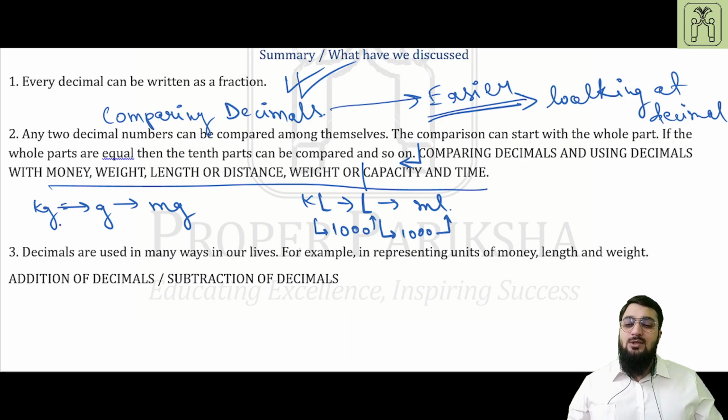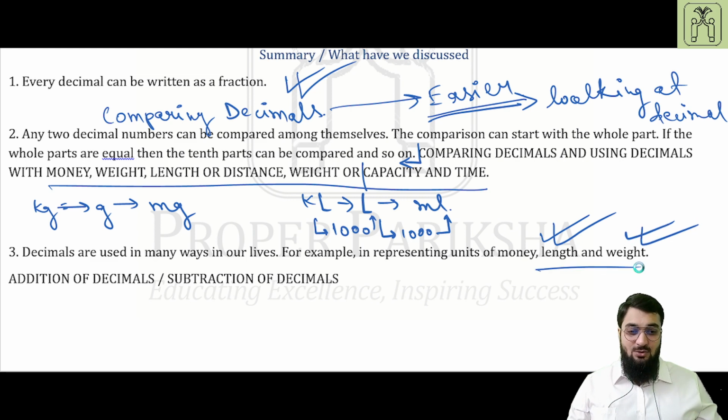Coming to point number 3, that is, decimals are used in many ways in our lives. For example, in representing units of money, length and weight, that has already been discussed: how money can be written, how international standard and Indian standard can be converted among them, and how it can be written in decimal form, how lengths can be written in decimal form, how time and weight can be written in decimal form. Everything has been discussed in our previous videos, either while discussing the concept or while discussing the examples.